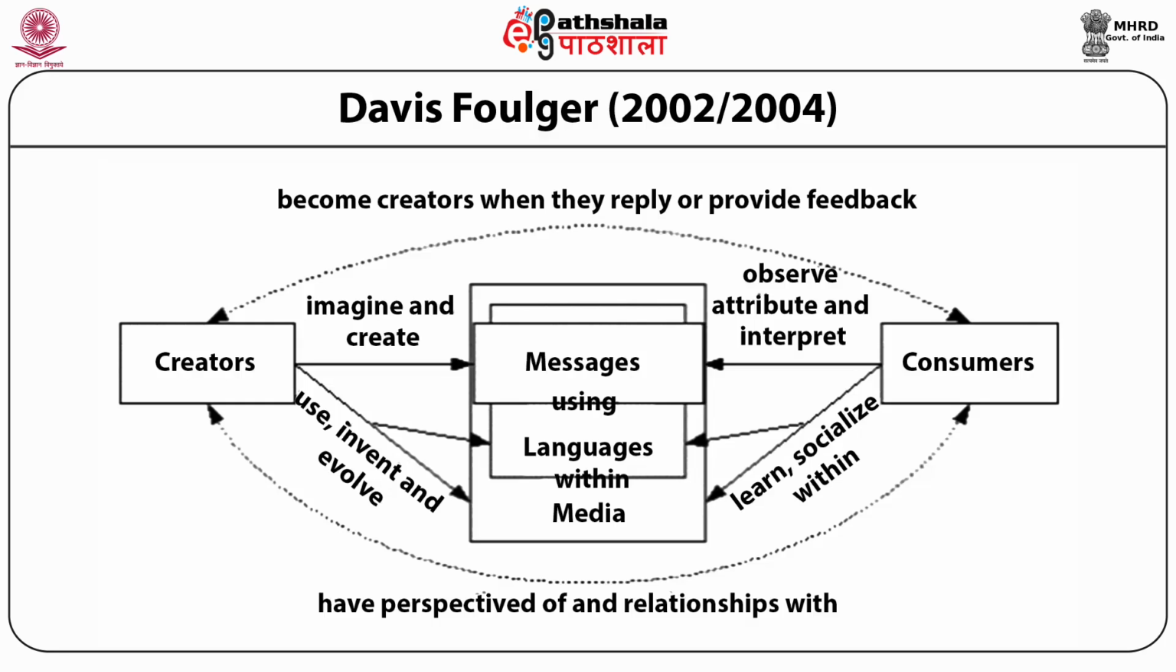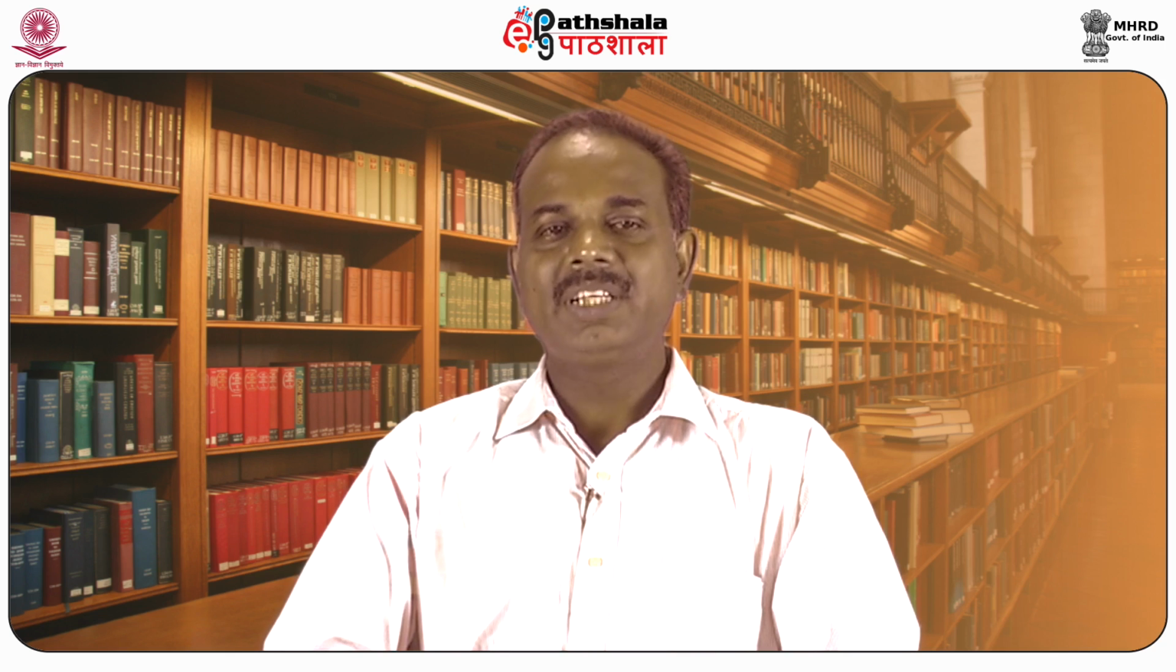In the figure given in the Davis-Foulger model, communication between people, creator and consumer, is mediated by three constructs, with the language used to build messages within media. The model graphically depicts all of the propositions described above. Especially it depicts people communicating through the mediation of the messages that are created and consumed using language within the media. Let me summarize this with the point that models are fundamental building blocks of theory.